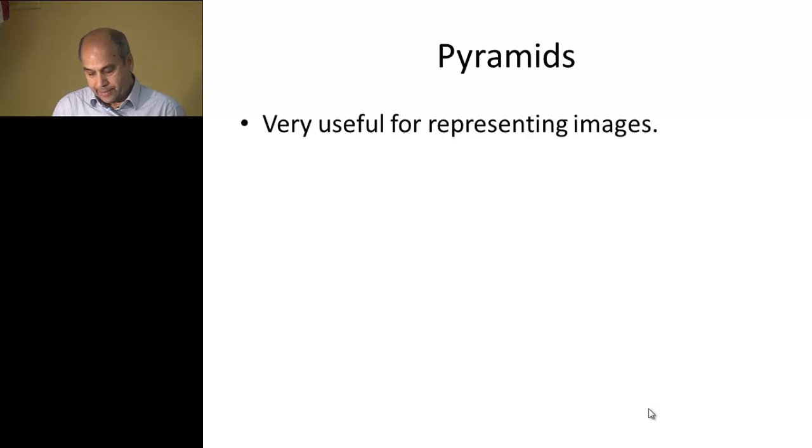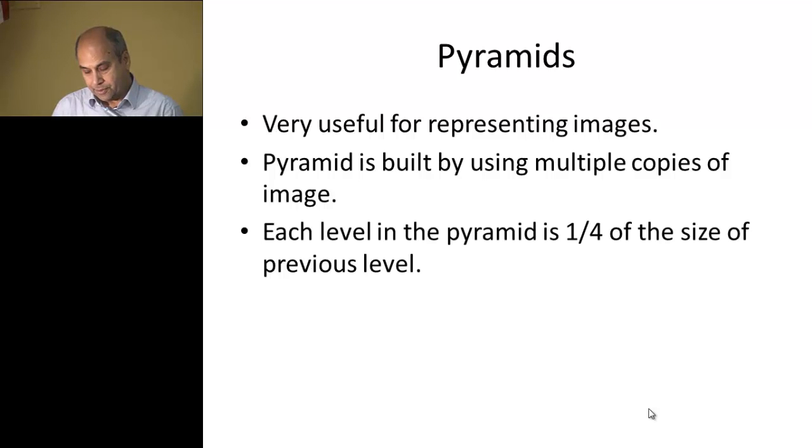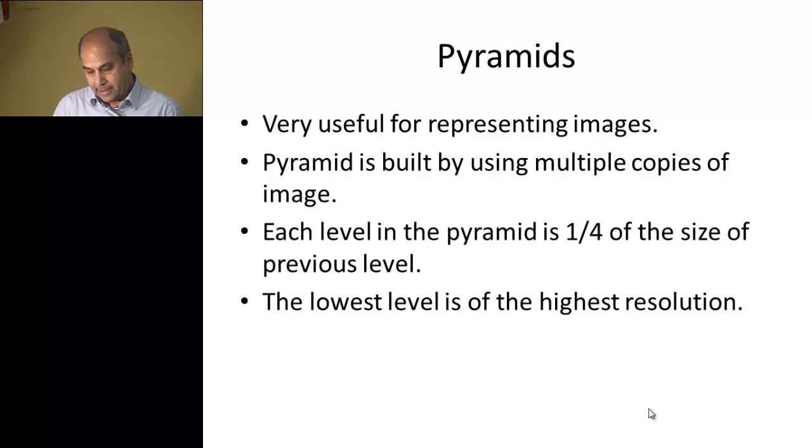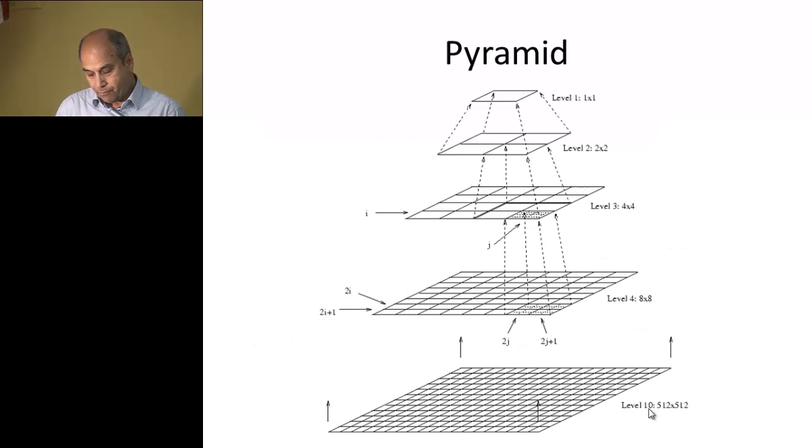So pyramids are a very nice way to represent images, built by using multiple copies of the same image at different resolutions. Each level in the pyramid is 1/4 of the previous level, because we are reducing half in x and half in y. The lowest level of the pyramid is the highest resolution and the highest level is the lowest resolution. So pyramids look like this.